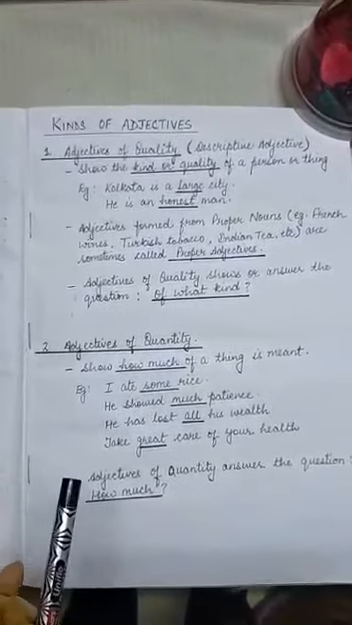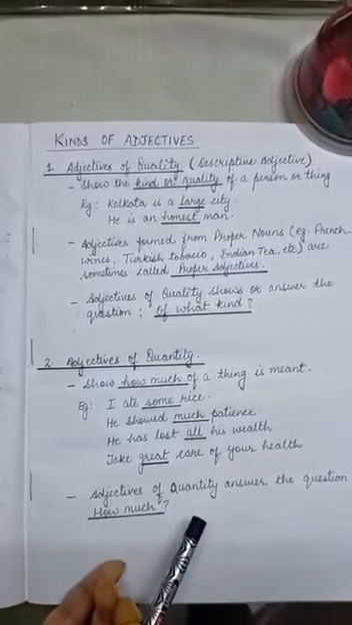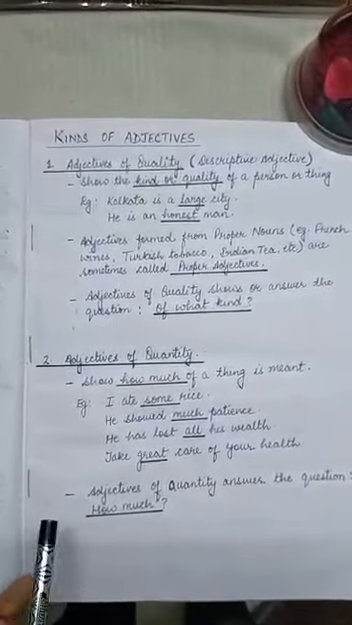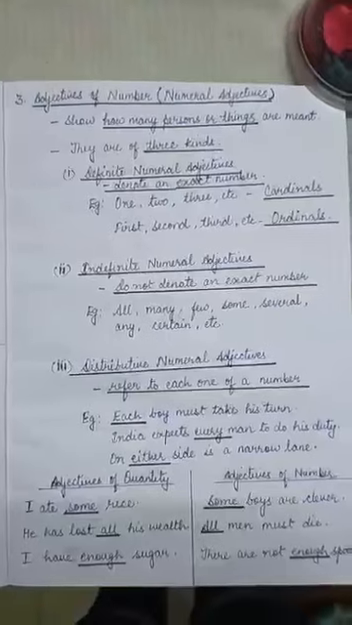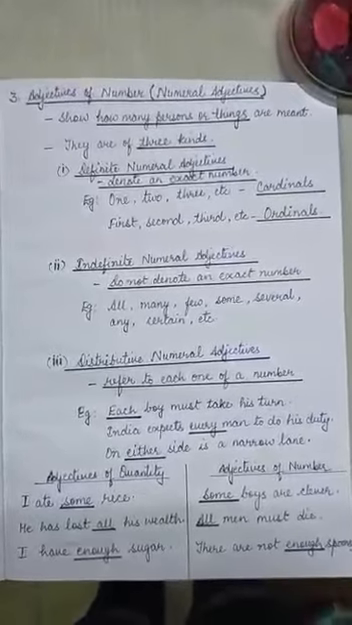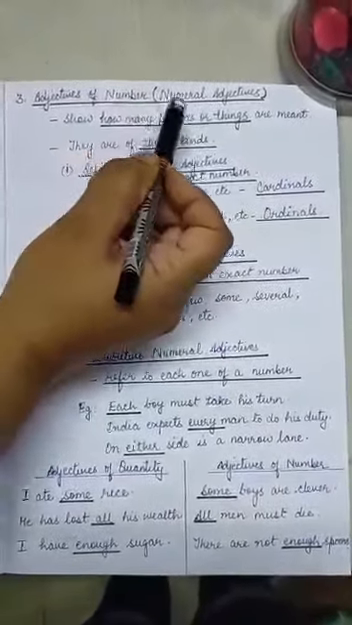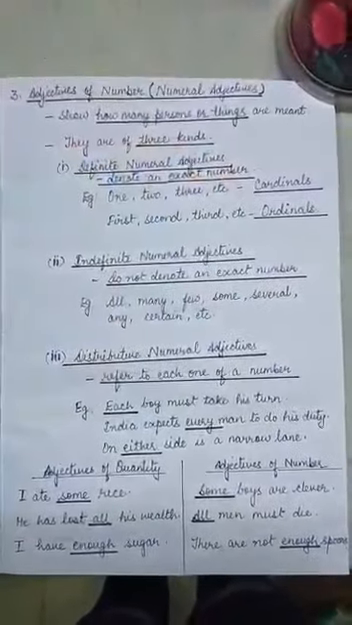So adjectives of quantity answer the question how much. So it is that simple as this. Now the third kind of adjective is adjectives of number, which is also known as numeral adjectives.